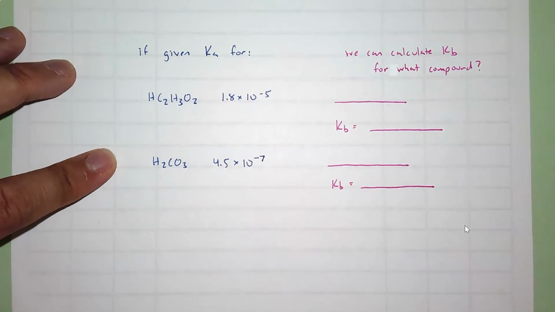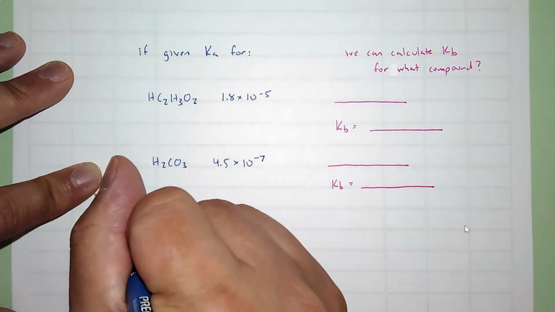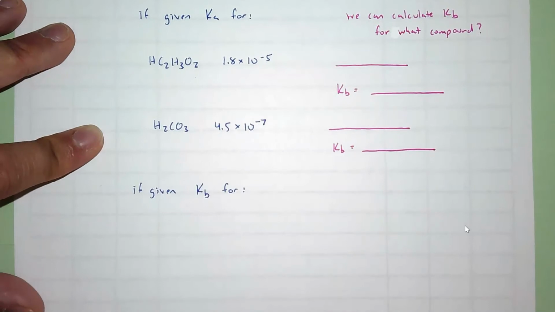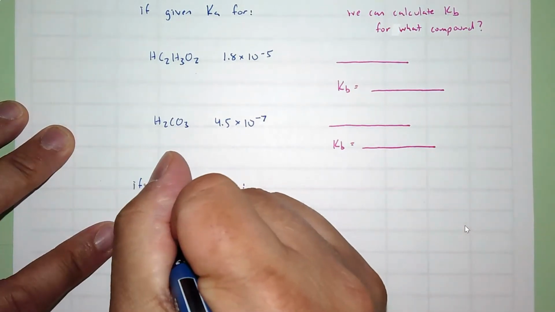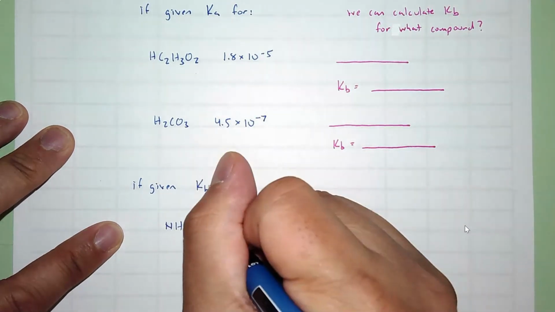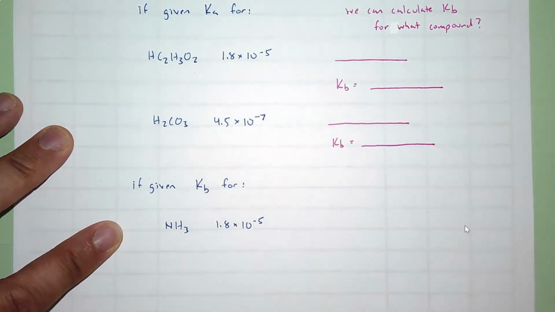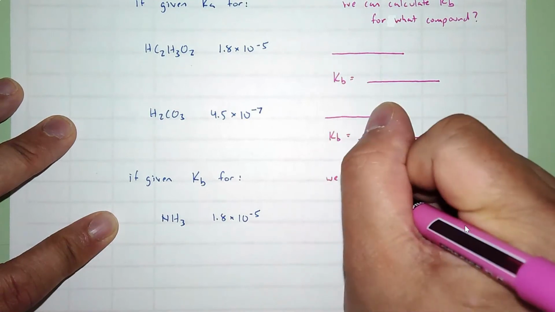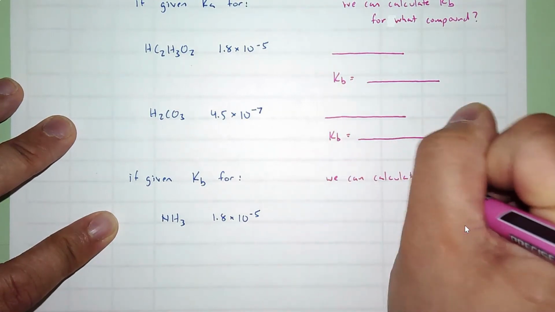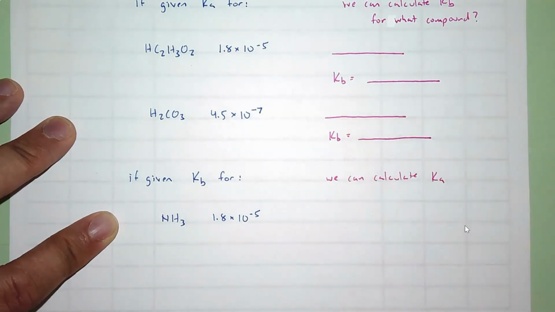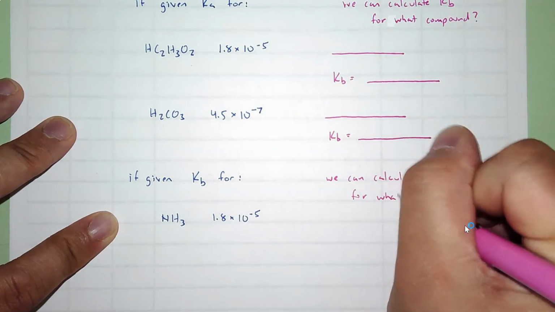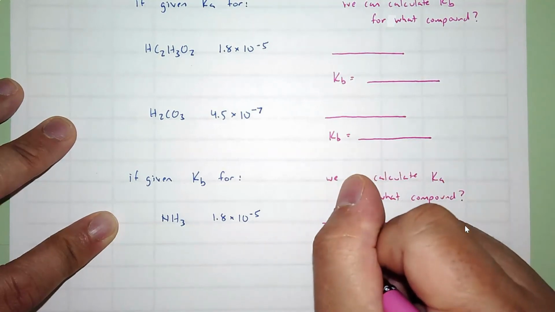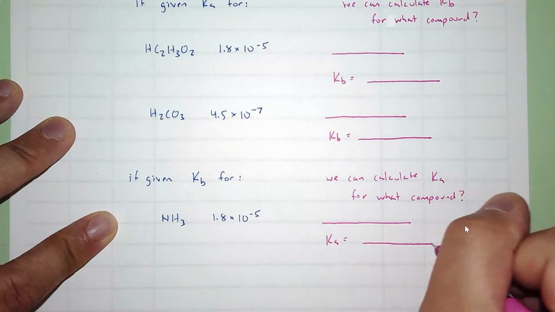We could also go backwards. What about this? If given the Kb for, so now I have to give you bases. The first base is ammonia, and the Kb is 1.8 times 10 to the minus 5. If you're given a Kb for that molecule, you can calculate the Ka, but for what compound? For what compound, and what is the Ka? What is the numerical value?